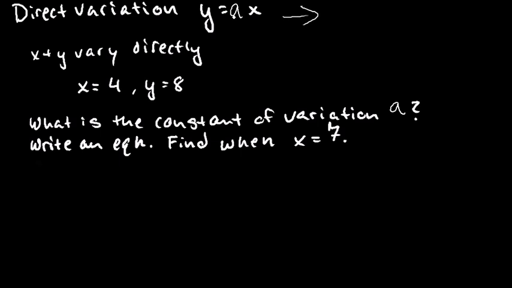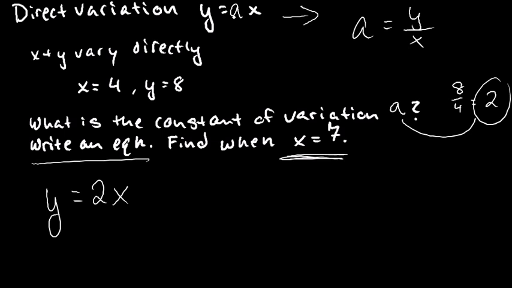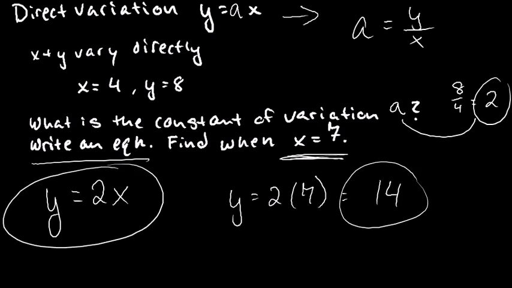So if I were to solve this, a equals y over x. Y's over x's. It's just like your slope. So 8 over 4. 8 divided by 4 is 2. So there you go. A equals 2. Write an equation is my next step. So I would simply just plug that back in for a. So y equals 2x. Well, when x equals 7, what does y equal? Y equals 2 times 7, 14. So here are your 3 answers, 2, y equals 2x, and 14.